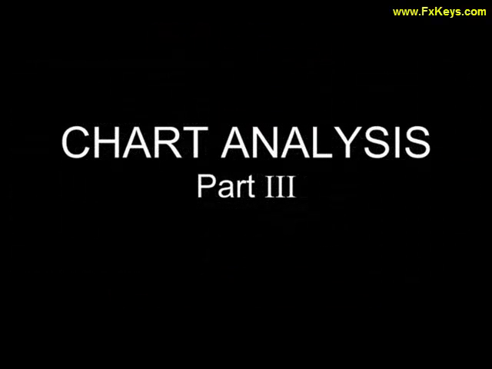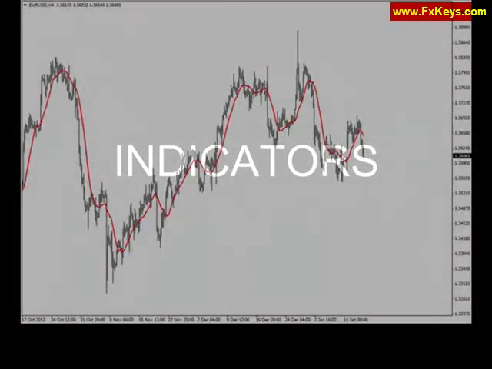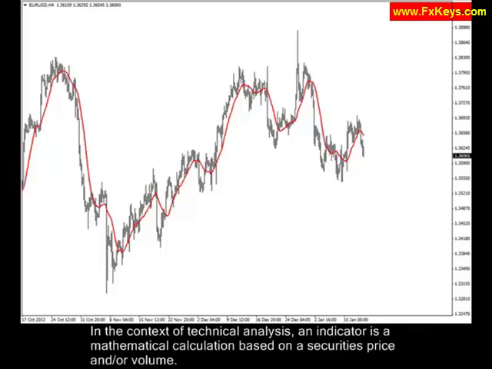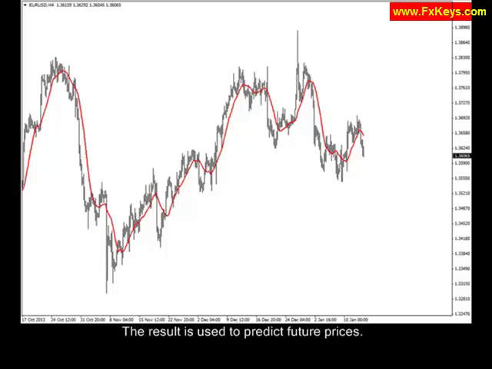Chart Analysis. Part 3. Indicators. Indicators are used extensively in technical analysis to predict changes in trends or price patterns. In the context of technical analysis, an indicator is a mathematical calculation based on a security's price and volume. The result is used to predict future prices.